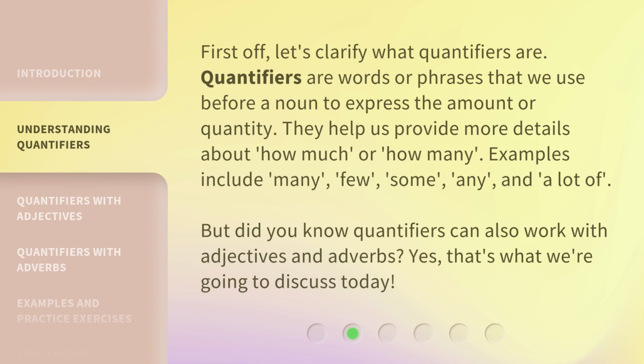First off, let's clarify what quantifiers are. Quantifiers are words or phrases that we use before a noun to express the amount or quantity. They help us provide more details about how much or how many. Examples include many, few, some, any, and a lot of. But did you know quantifiers can also work with adjectives and adverbs? Yes, that's what we're going to discuss today.